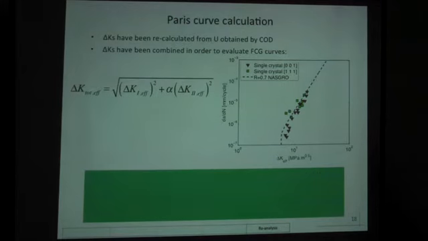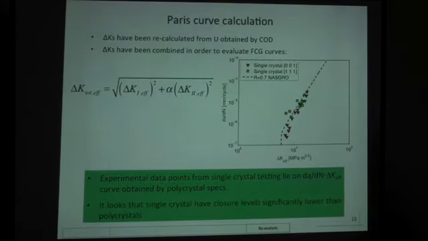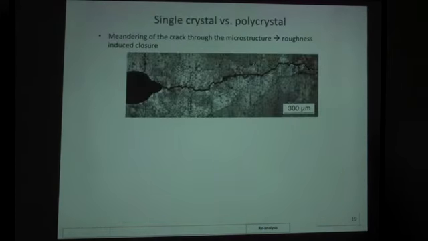So the important result for us is that the experimental data points on single crystal tend to collapse onto the same effective curve as the polycrystal, and it looks like the single crystal have closure levels that are significantly lower than the polycrystal. What can be the reason?